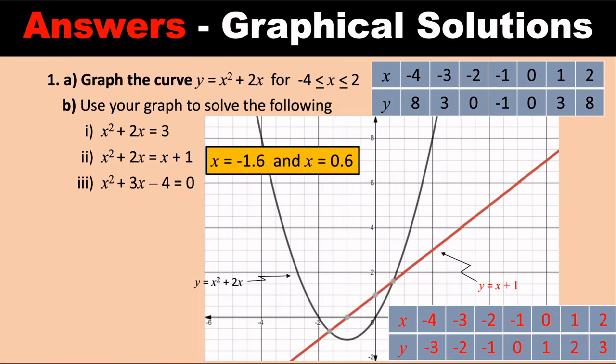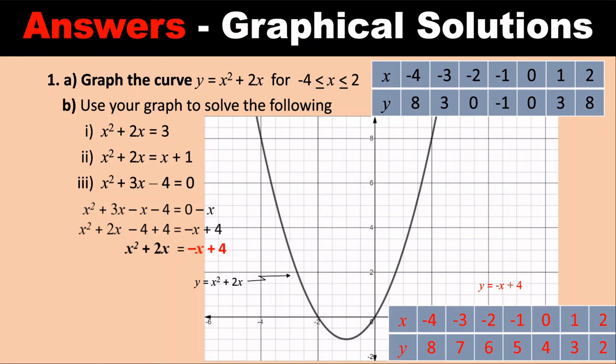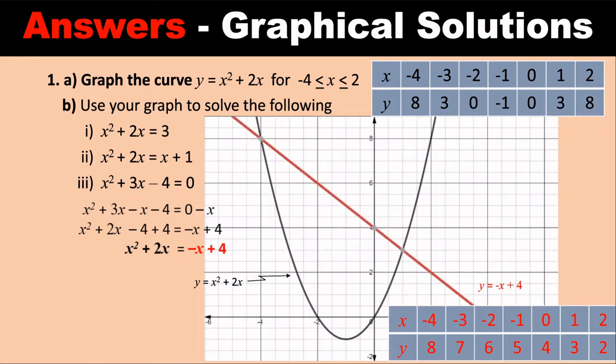For part III, we're going to need to rearrange the equation before we can see how the curve could even be used to help. So rearranging this equation, we'll see that the curve will cross the line -x plus 4 for our solution. So let's graph the line y equals -x plus 4, filling in our table of values, plotting points and drawing our line. You can see that that line crosses your curve in 2 places again. Our answers should be exact again this time. x is equal to -4 and +1.